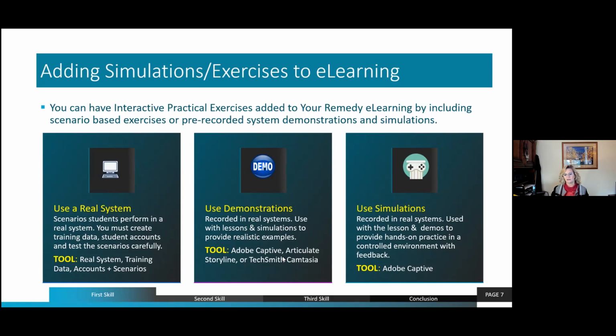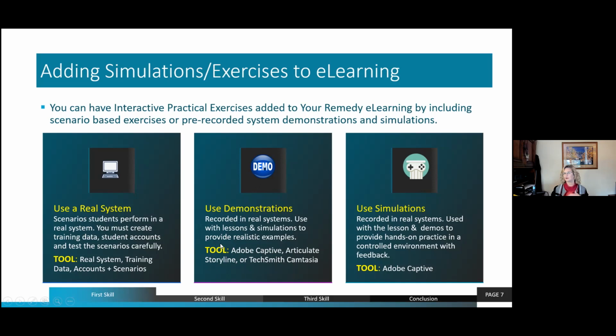You can create those with tools like these. So for demonstrations, you could use Adobe Captivate, Articulate Storyline, or even TechSmith Camtasia, right? Each of these have their advantages and disadvantages for demonstrations, but all of those would work if you're trying to demonstrate something. Why would you want to demonstrate it like this rather than have an instructor go in and do it in a real system?